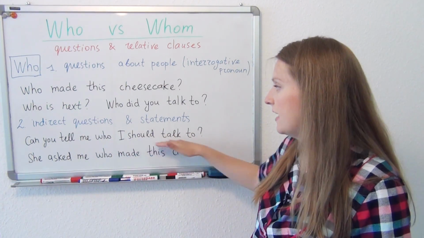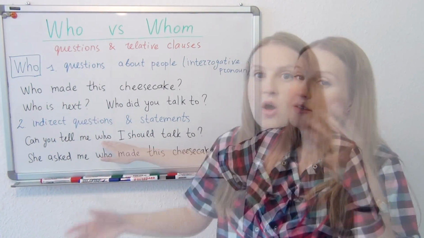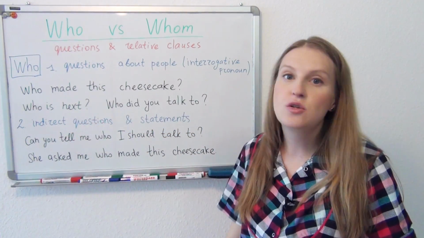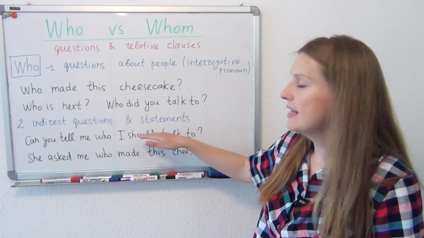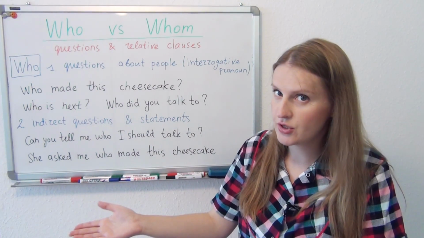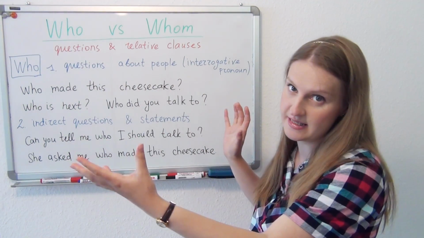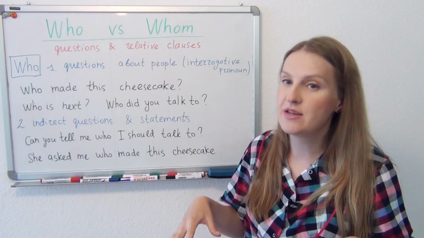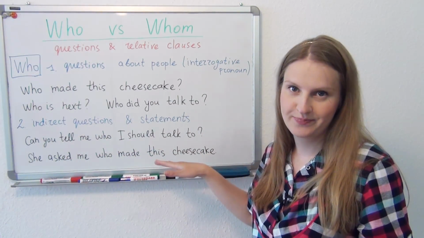Notice that here in the second part of the sentence, who I should talk to, there is no inversion. Well, the rule is that in indirect questions, we don't need inversion. So that's why if we separately ask, who should I talk to, there is inversion. But if we put the question within another sentence, statement or a question, then the inversion disappears. And we say, can you tell me who I should talk to?